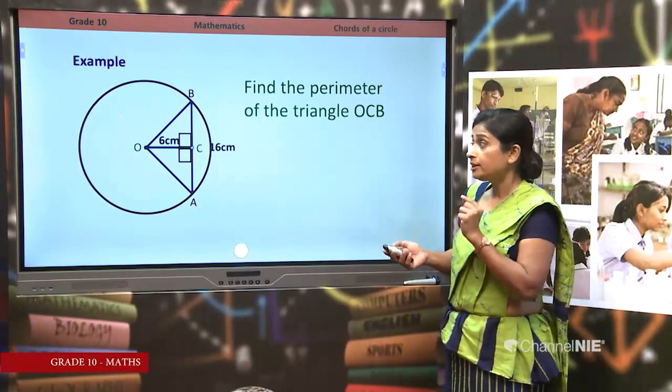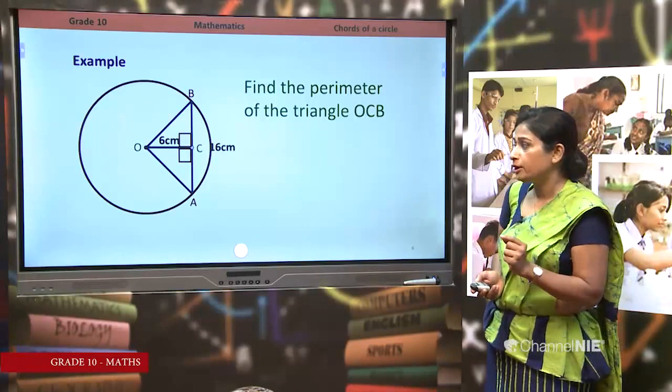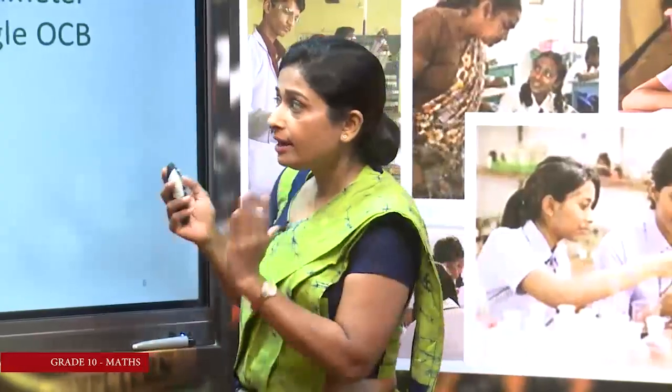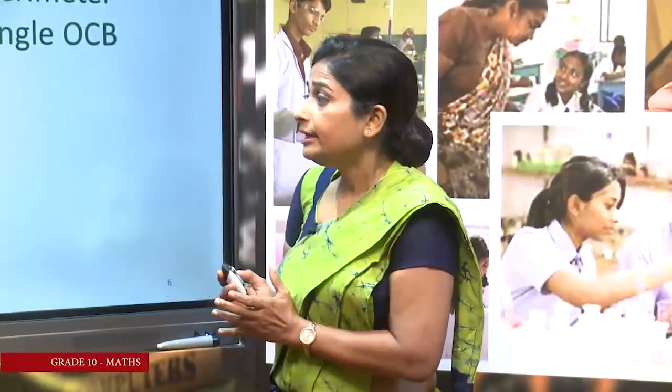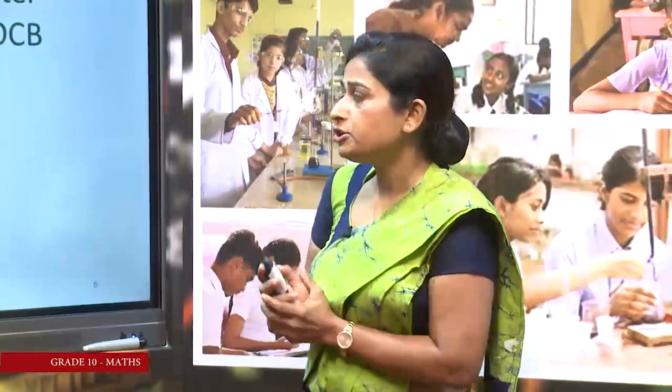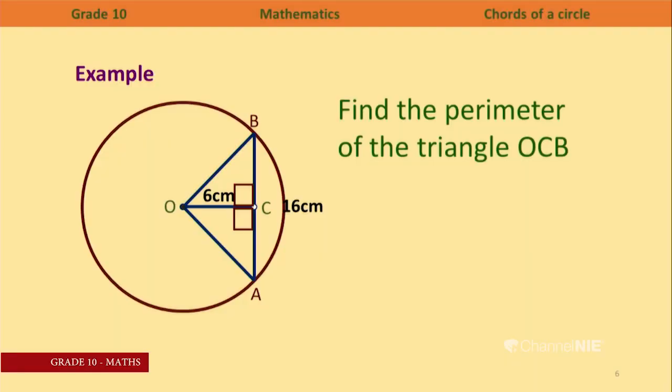So, according to the converse of the theorem, we can say C must be the midpoint of the chord. So, by looking at the sum, we can get that idea before doing the sum. Then, we have to find the perimeter of the triangle OCB. Look at the triangle OCB.